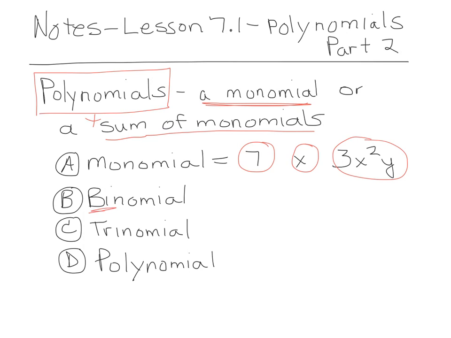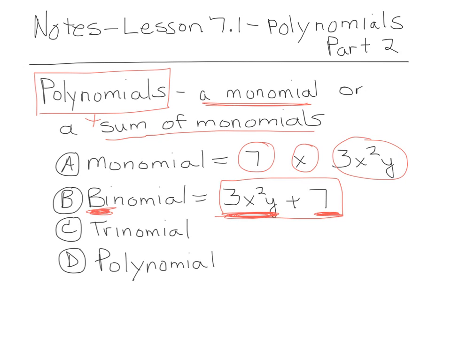Now a binomial, bi means two, right? So a binomial, you're going to take two monomials and add them together. So you might write 3x squared y plus 7. Now that's a binomial because there are two monomials added together. That's what sum means.